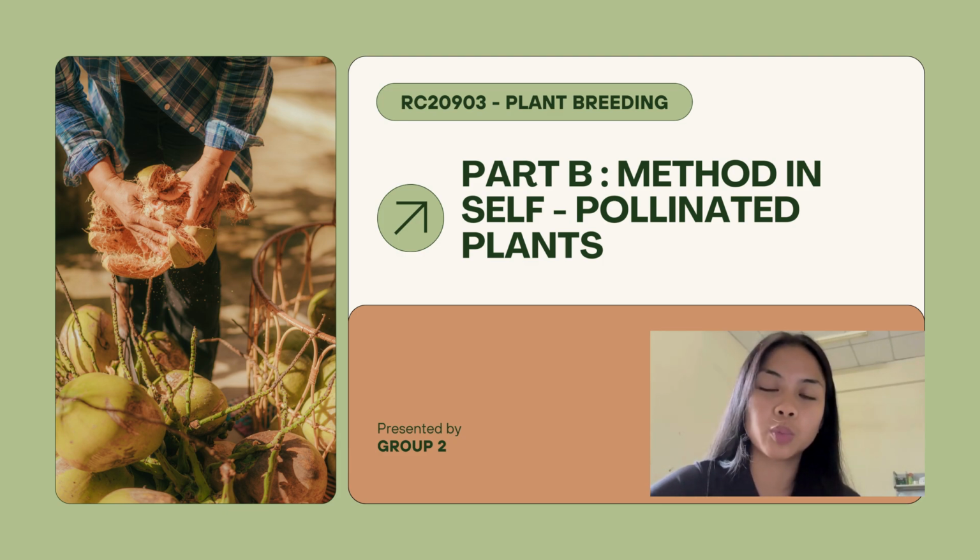Chi. We are from Group 2 and today we will present about Part B, which is the topic that we already chose, which is methods in self-pollinated plants.